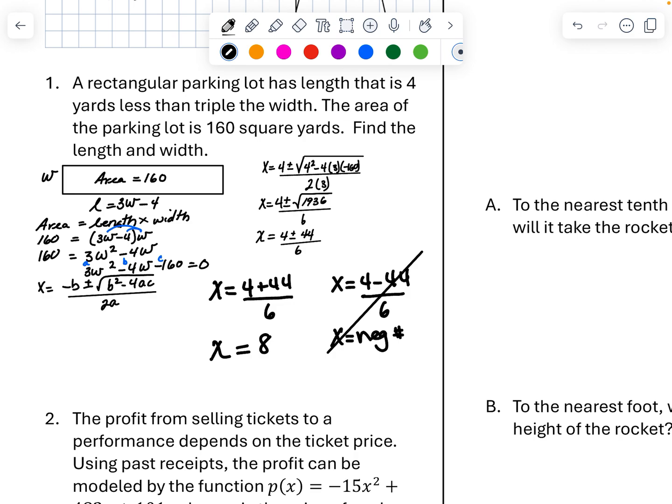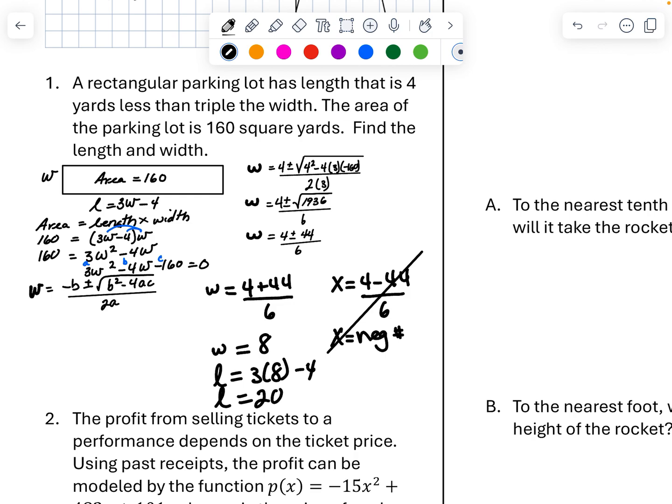So x is 8. Well, that's my width. I guess I meant to be using w's all along. You should have been using w's all along. Let me change that so we're consistent. The variable was w all along. So the width is 8. The length is 3 times the width minus 4. So the length is 20.